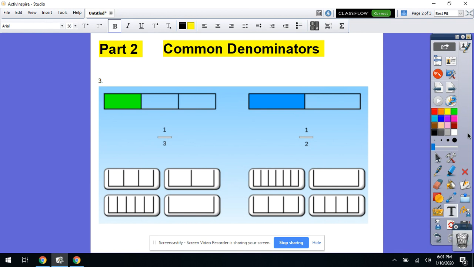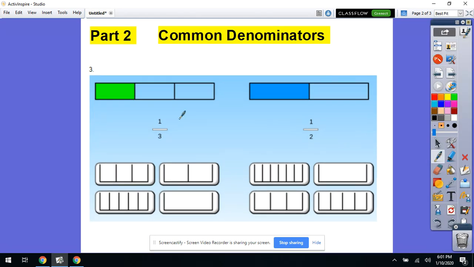All right. So we are on part 2. This is on the back page of your worksheet, that very first problem. Again, we are trying to find common denominators. The reason we want to find common denominators is because when we're comparing two fractions, we want to see which one is bigger and which one is smaller. It's also going to help us when we get to adding and subtracting fractions, which is coming very quickly.